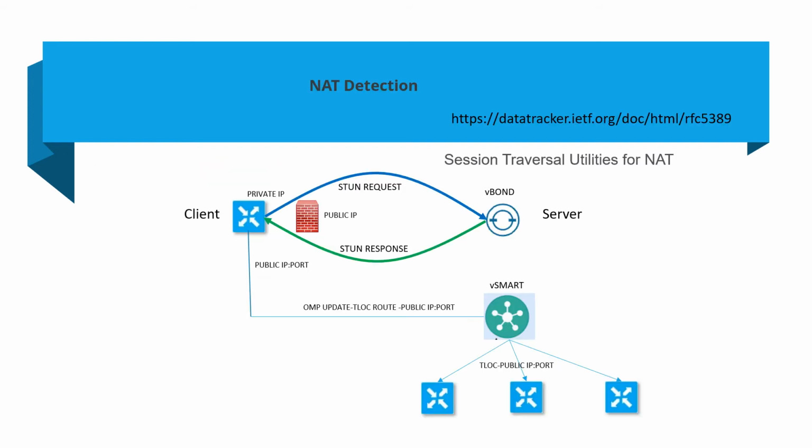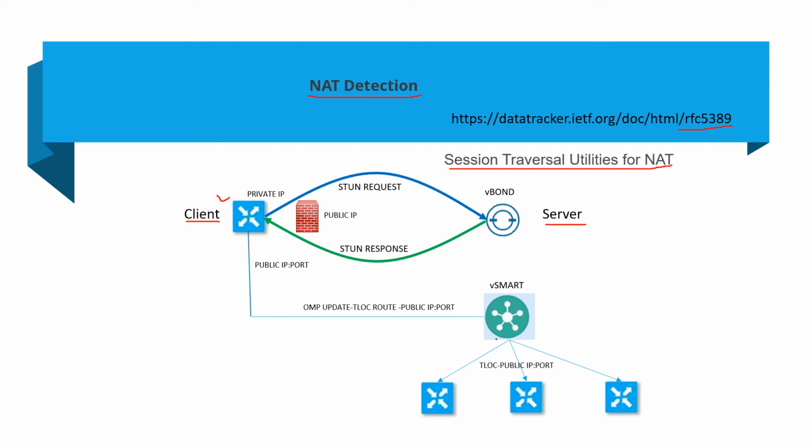Let's talk about how NAT detection works with Cisco SD-WAN. There is a utility, Session Traversal Utilities for NAT. You can read more detail in RFC 5389. Technically, all the vEdges come with this utility and act as a client, and vBond is going to act as the server instance.